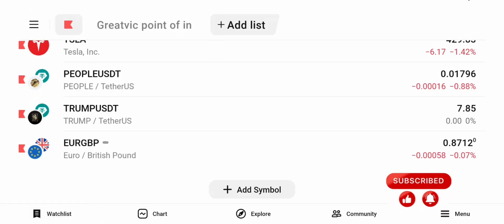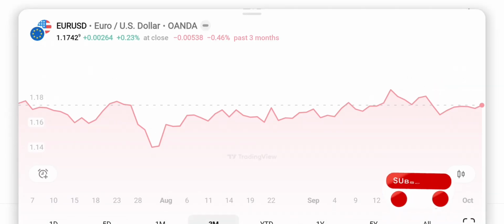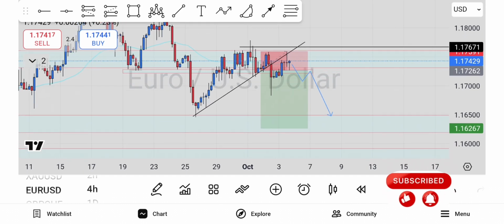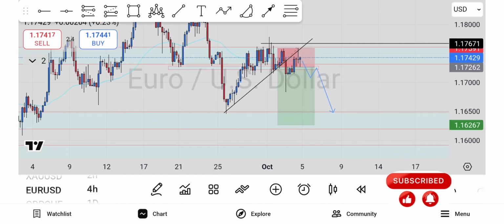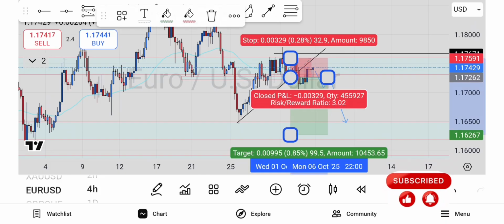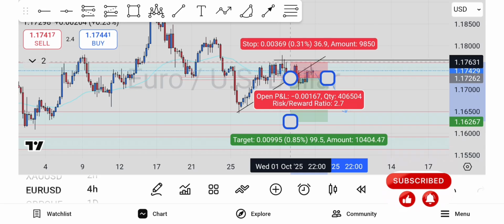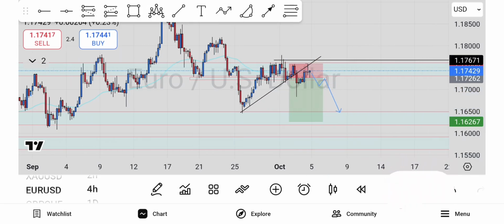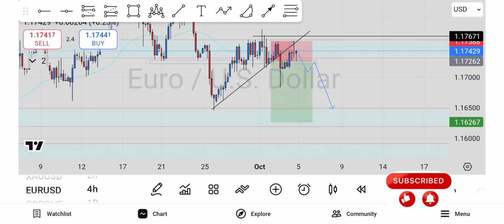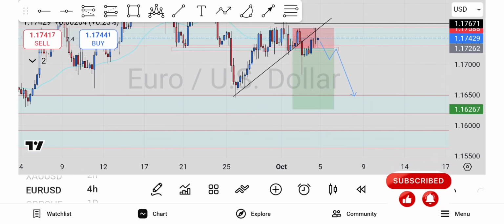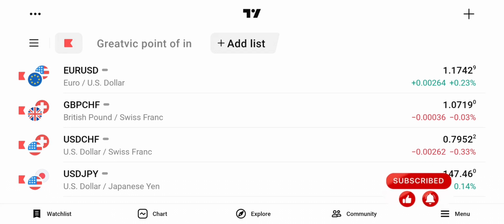The next trade is Euro USD. We have Euro USD on a downtrend, and we are still expecting the market to go down. My stop loss is here. I had a position here that my stop loss was here that got stopped out. So we are still expecting Euro USD to be bearish from next week. So this is it for Euro USD.